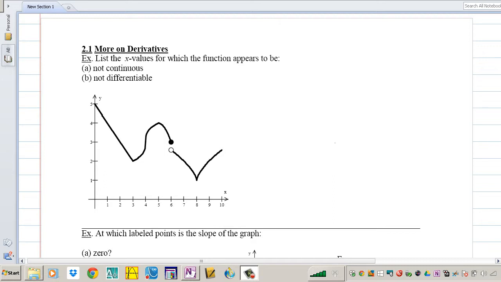Welcome to 2.1 More on Derivatives. In this lesson, we're going to be talking more about derivatives and differentiability.